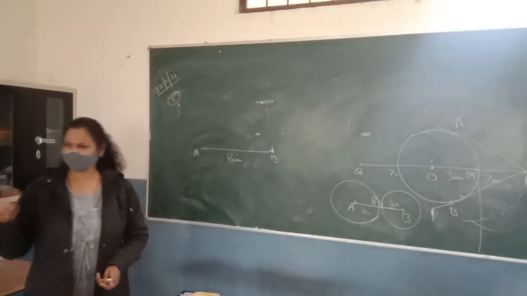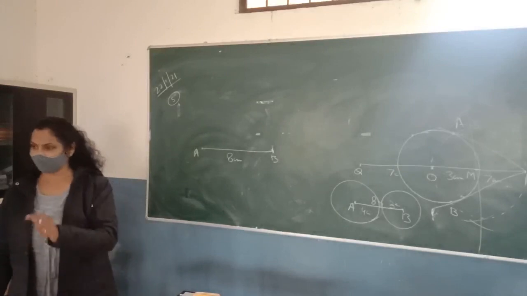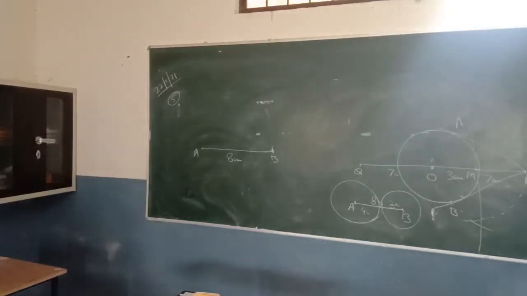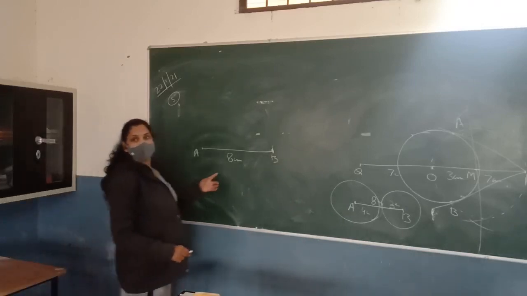Anshika, point again. Doesn't matter, you have done already. Draw again. So this is the AB of 8 cm.